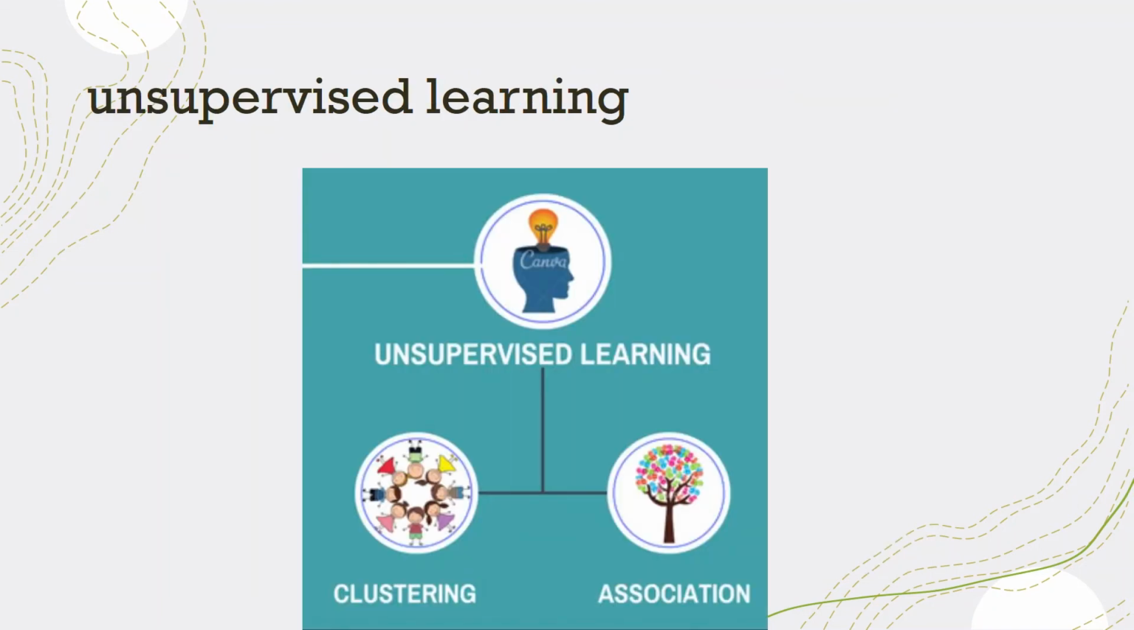Now next, let's jump over to unsupervised learning. Unsupervised learning is used to draw inferences and find patterns from input data without reference to labeled outcomes. Two main methods used in unsupervised learning include clustering and dimensionality reduction.